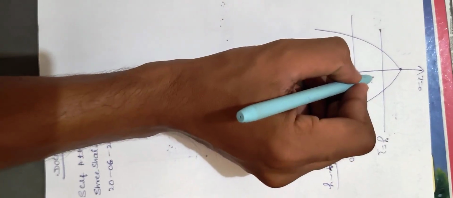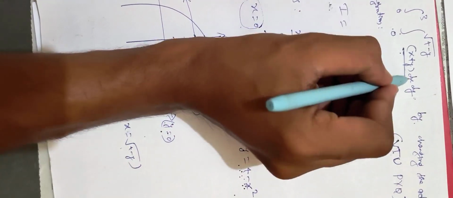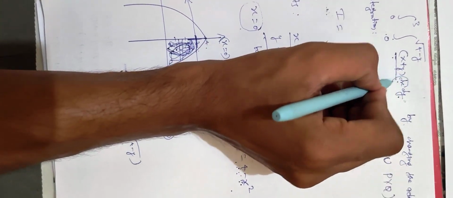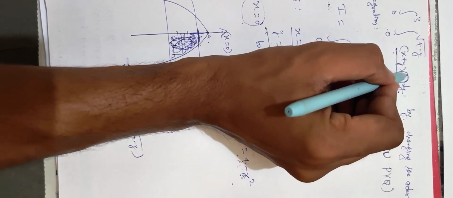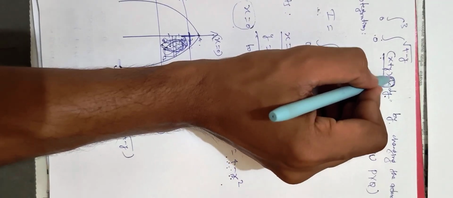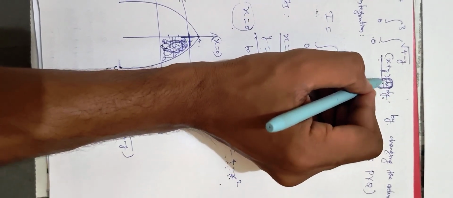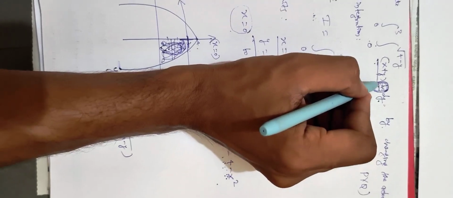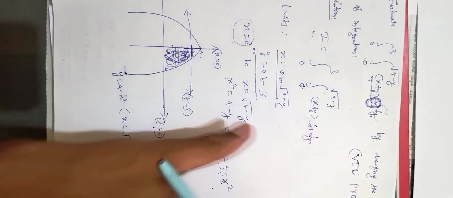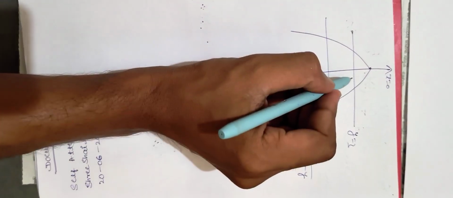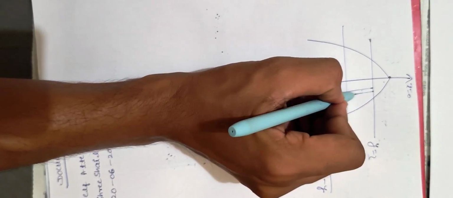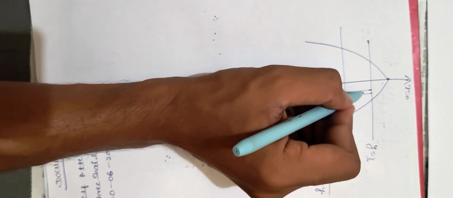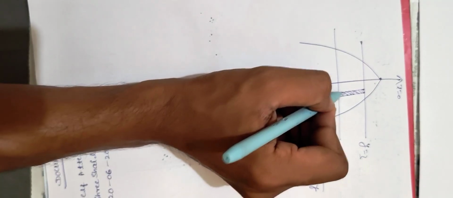So in the given integral, dx into dy means, according to the question, the strip is with respect to the x axis. That is, dx means the strip is drawn with respect to the x axis, which means the strip is drawn horizontally. So by changing the order of integration, we have to consider a vertical strip like this.